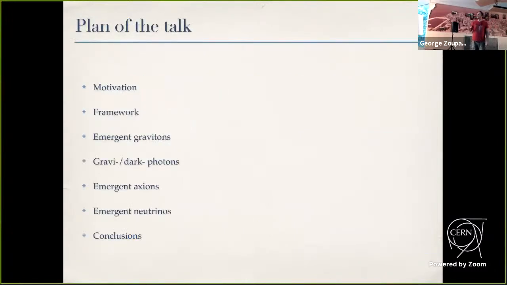So the plan of the talk goes as follows. I will give a motivation. I will describe the framework that I will talk about. In this framework, gravitons emerge. Also, this I will flash. Also, gravity or dark photons emerge, and here is the main part of my talk. But also, I will just flash again some discussion in this framework, where axions emerge and neutrinos emerge, and I will conclude.